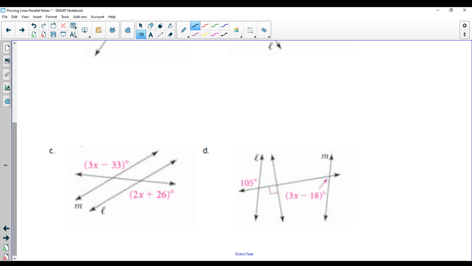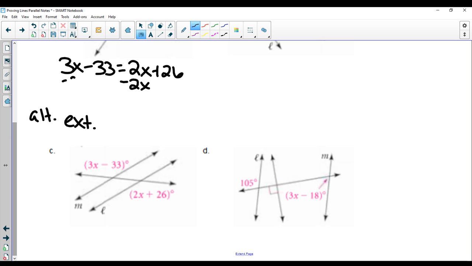So what's the relationship we've got going on here? Well, we're outside the lines L and M, so we know we're some kind of exterior situation. And we're on different sides of our transversal, so this is an alternate exterior situation. What do we know about those kinds of angles? Well, we know they have to be congruent. So we're going to take our expressions, 3x minus 33, and set it equal to 2x plus 26, and we have to solve for x.